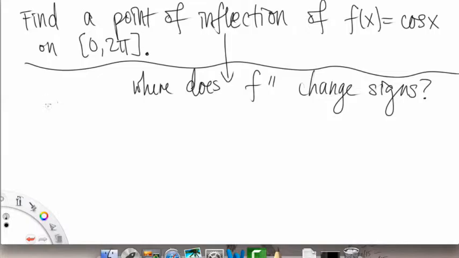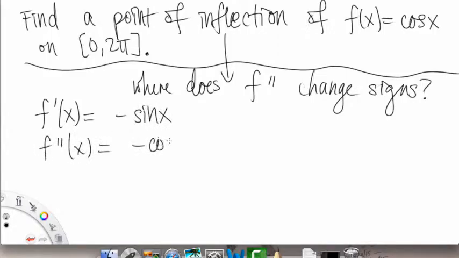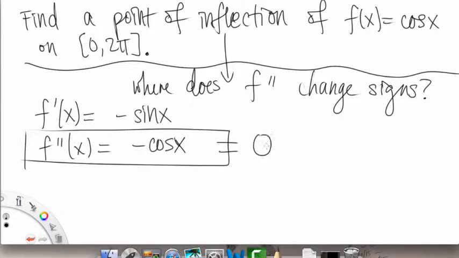Okay, so let's find our second derivative first of all. We have to take the first derivative first, so we have negative sine x, and then f double prime of x is negative cosine x. What we have to do first is see where f double prime of x is equal to 0, because it does have to pass through 0, or be undefined. I believe usually the second derivative has to equal 0 for it to change signs, right?